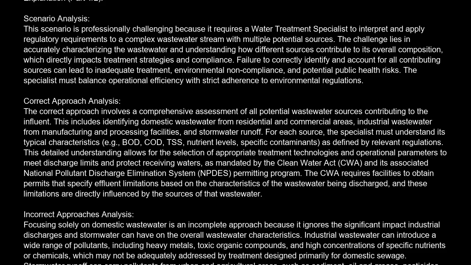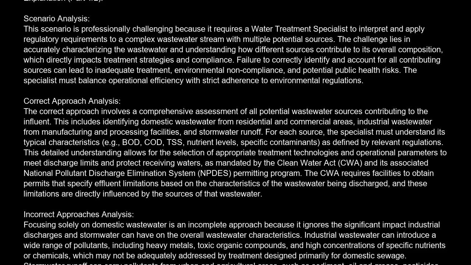Explanation. Scenario analysis. This scenario is professionally challenging because it requires a water treatment specialist to interpret and apply regulatory requirements to a complex wastewater stream with multiple potential sources. The challenge lies in accurately characterizing the wastewater and understanding how different sources contribute to its overall composition, which directly impacts treatment strategies and compliance. Failure to correctly identify and account for all contributing sources can lead to inadequate treatment, environmental noncompliance, and potential public health risks. The specialist must balance operational efficiency with strict adherence to environmental regulations.